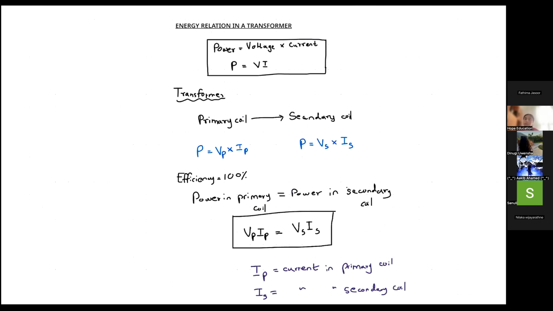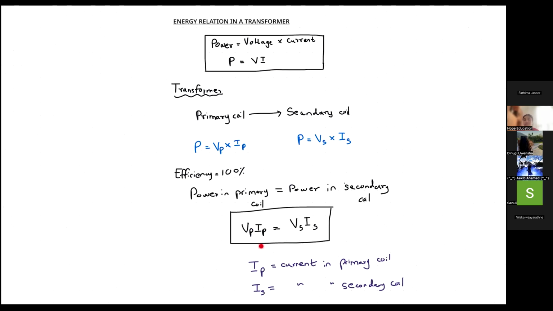Generally, any circuit has this. Transformers also have two circuits, the primary coil and the secondary coil. So we can write power equations like this. If the efficiency is 100%, the powers in the two coils will be equal. That is how we arrived at this equation.